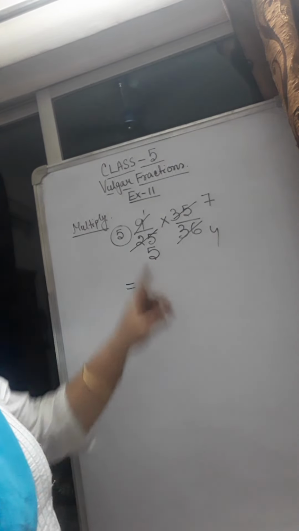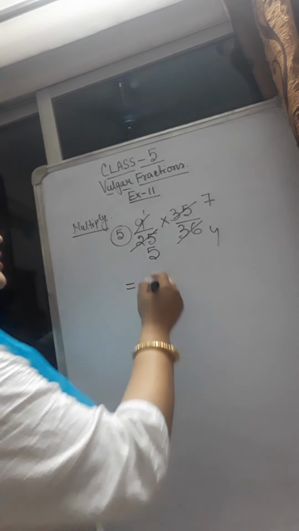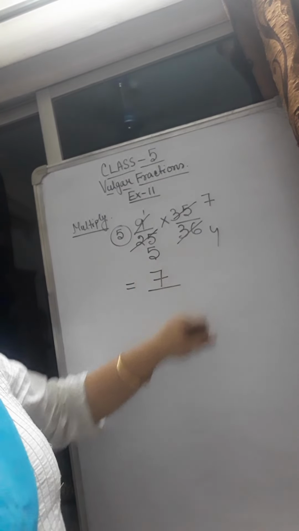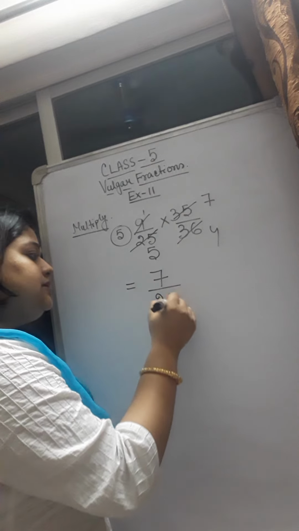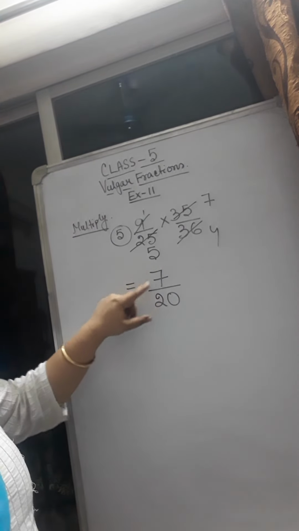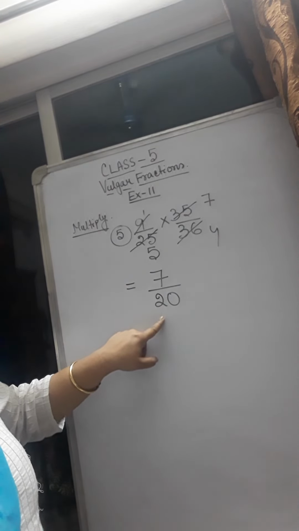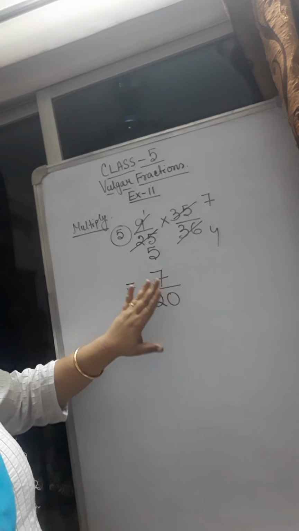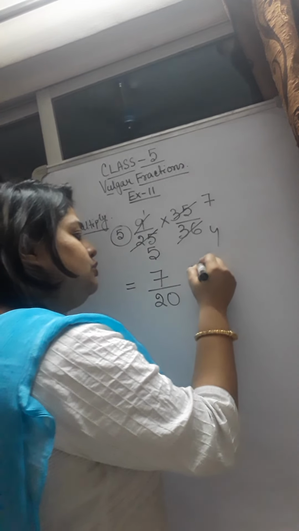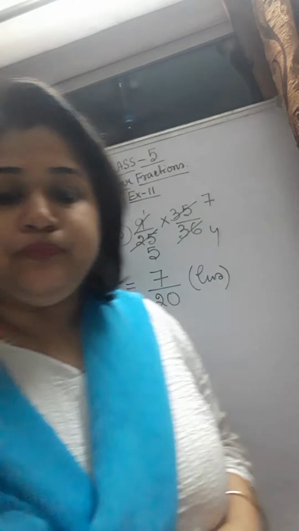So we will multiply whatever is in the numerator, 1 into 7. So it will give you 7 by 5 into 4, which gives you 20. And 7 by 20 is a proper fraction because the numerator value is less than the denominator. So in case of a proper fraction, we leave the answer like that. We cannot change it into a mixed fraction.